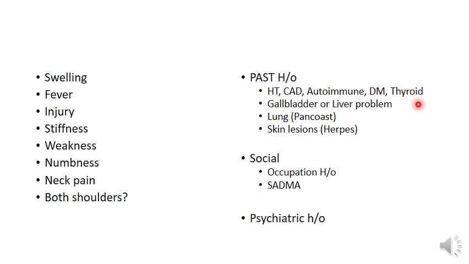Also, the other conditions you shouldn't miss are a gallbladder or a liver problem, which can be referred to the shoulder joint, lung cancer, or a pancreas tumor, that can be referred to the shoulder joint, and certain skin lesions like herpes. Don't forget to take the occupation history and smoking, alcohol, drugs, medication, and allergic history. Also, inquire a little about the mood of the patient and how it affects the shoulder joint in his day-to-day life.